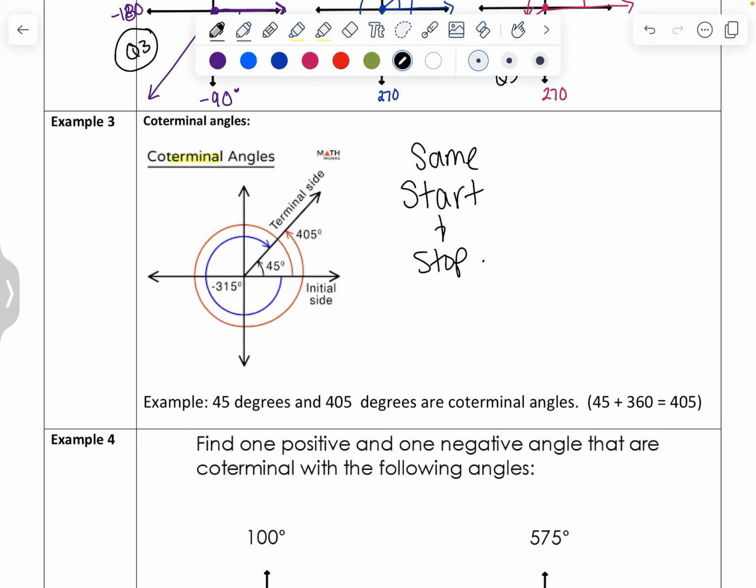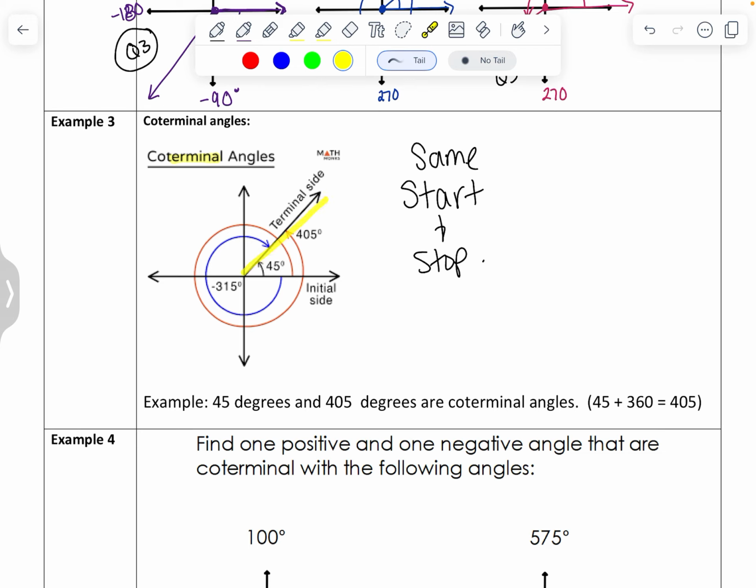Notice that if you start at 45 degrees, the only way to get back to 45 degrees is to make a full circle to get back there. So you find that coterminal side by just adding a full revolution to the angle that you started from, which is 45 plus 360 is 405.